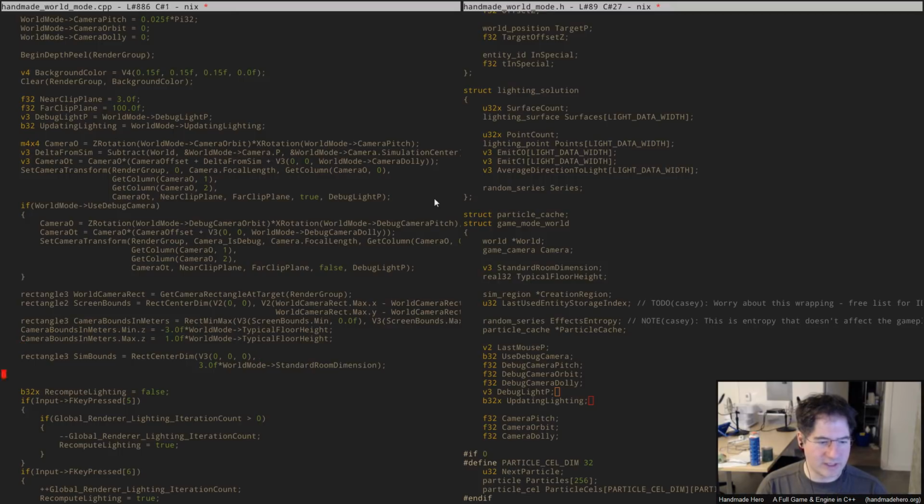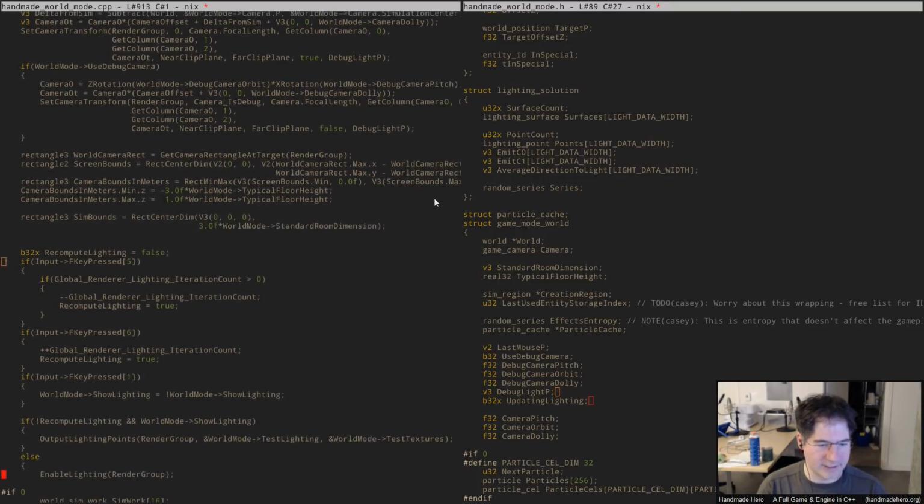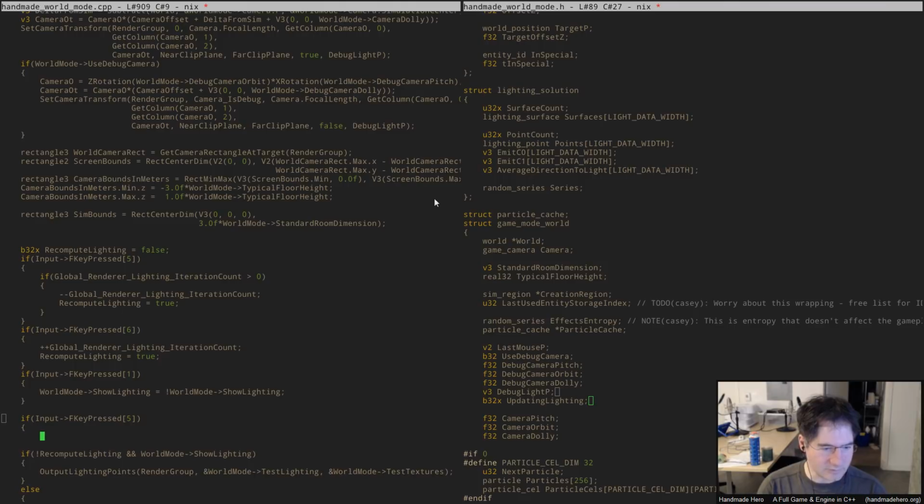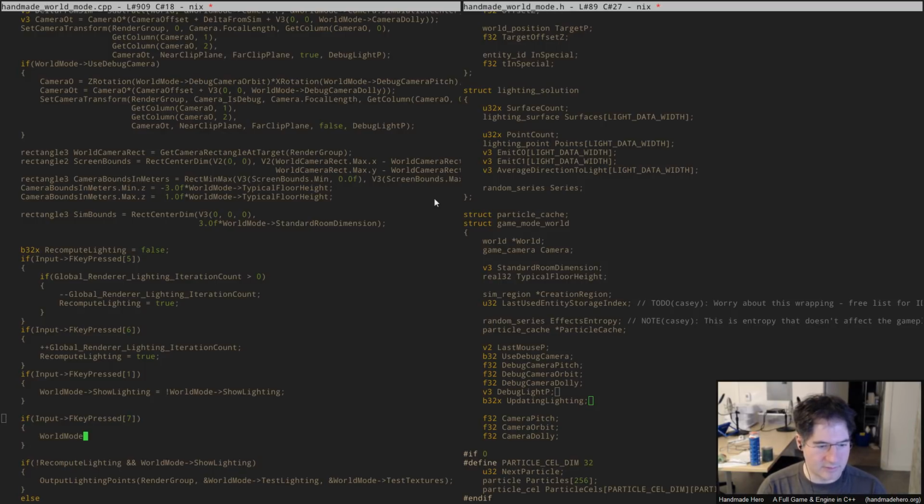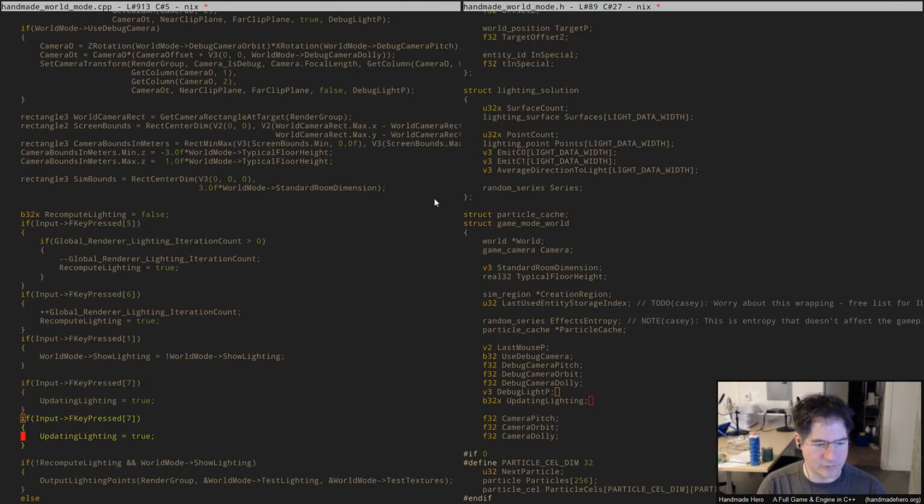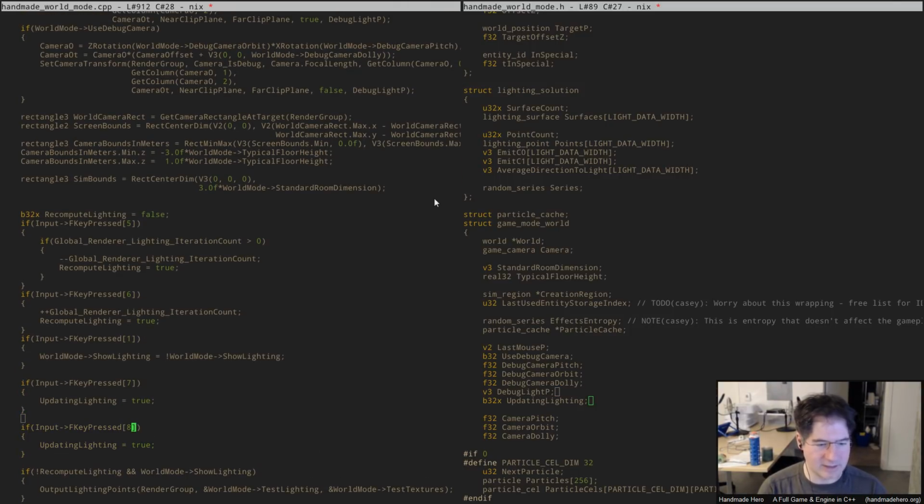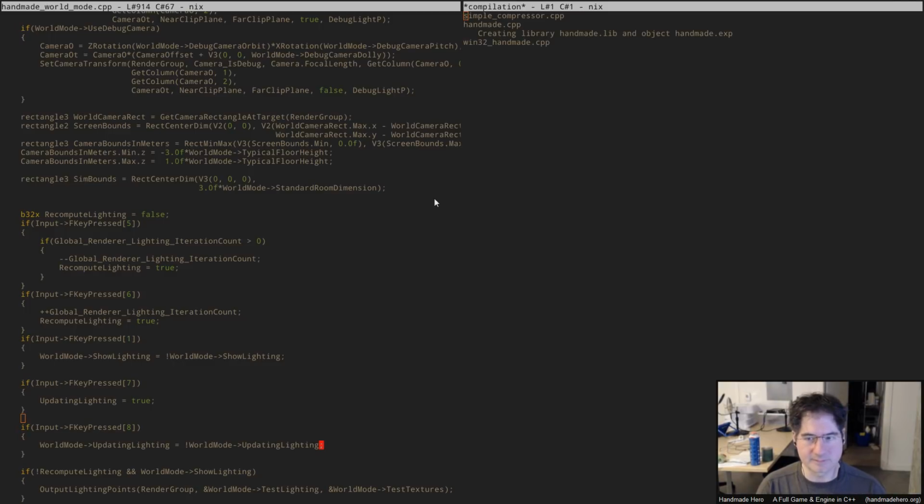So what we'll do is we'll say, if you push certain keys, so let's say you push F7, that'll turn updating lighting on for 1 frame, so we'll do 1 light update. If you do 8, it will set world mode updating lighting equal to not world mode updating lighting, so you can turn it on permanently. Maybe I want it to be 3 and 4.